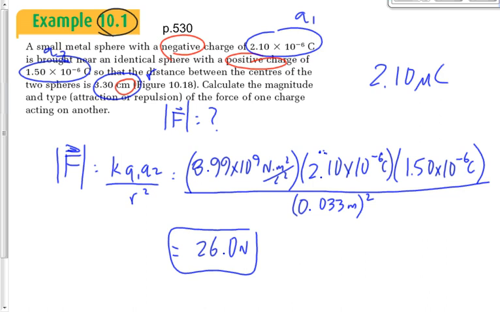Everybody know the answer to that question? The equation has not told me whether it's attractive or repulsive. It never will. So how do I determine whether it's attractive or repulsive? I'll give you a hint. It's a really, really easy answer.